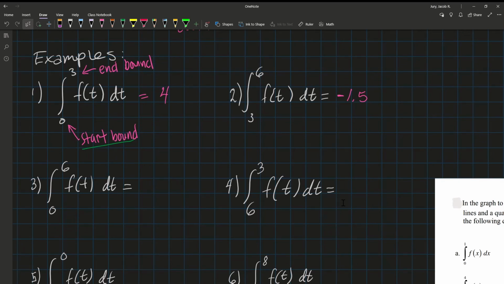Now if we just don't look at the graph for a second, if I'm adding up the area between 0 to 6, and I'm taking my start bound to be 0 and carrying that on to 3, and then from 3 to 6, then I'm actually looking at this first integral from 0 to 3 plus the second integral from 3 to 6. So I'm just adding 4 and negative 1.5 together. And of course, I'm going to get 2.5.